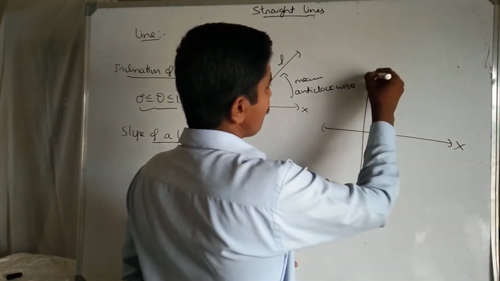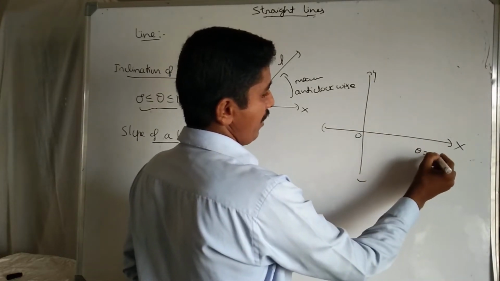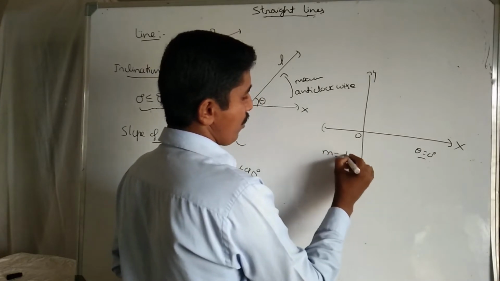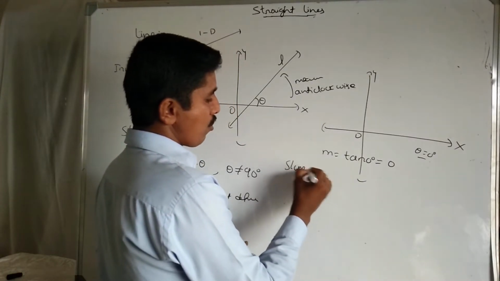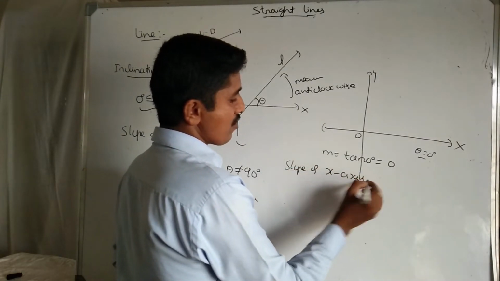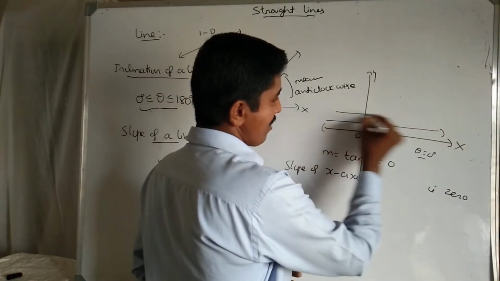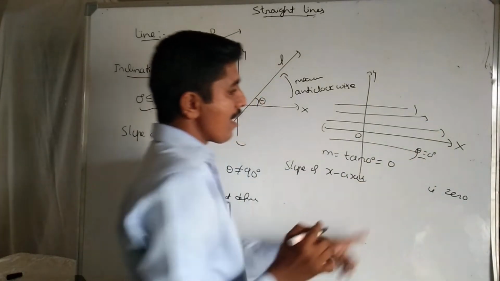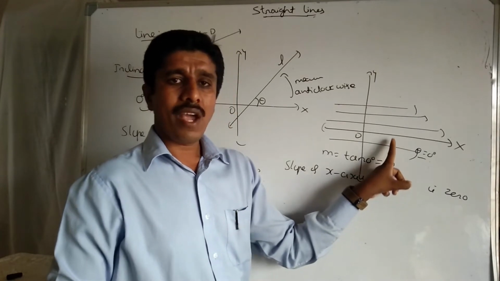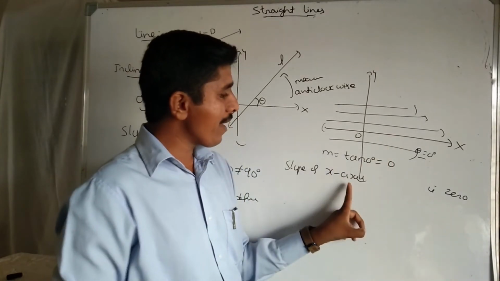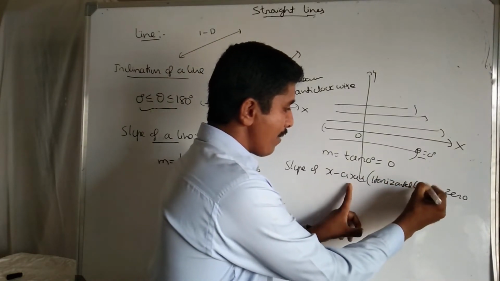X-axis, y-axis. Here clearly what is the slope of x-axis? Theta equals 0 degree, correct? Then m equals tan 0 degree, which is 0. Therefore slope of the x-axis is 0. Any line parallel to x-axis is nothing but a horizontal line. X-axis is also a horizontal line. Mind it, slope of x-axis or any horizontal line is 0.